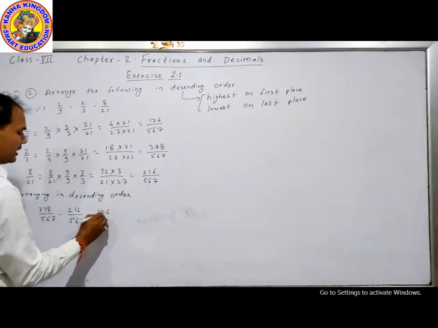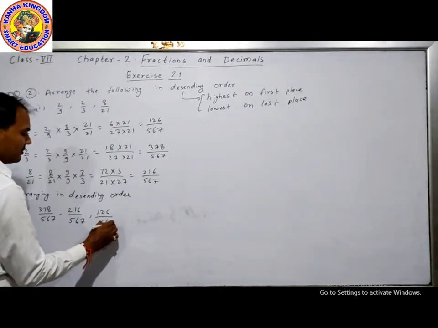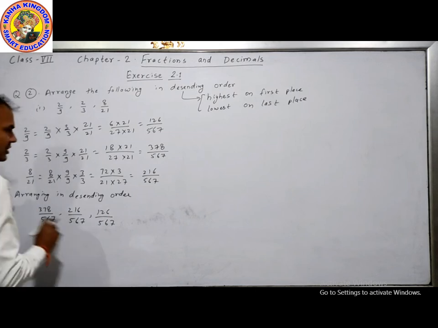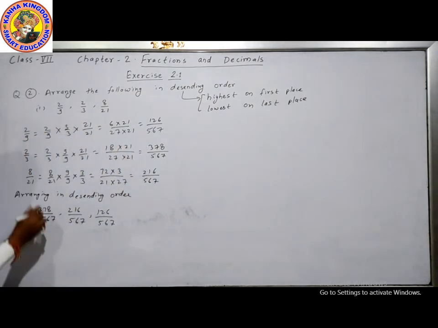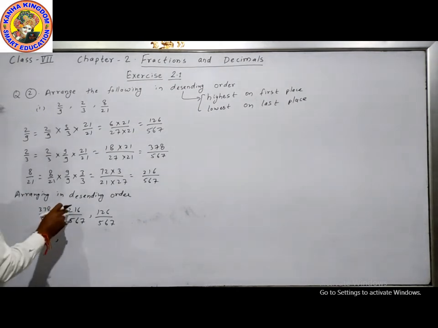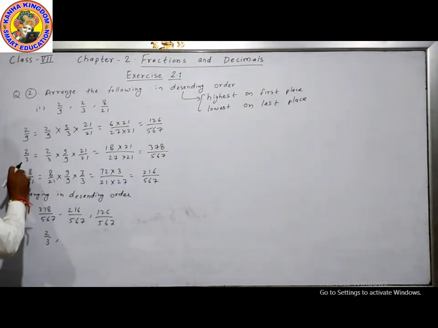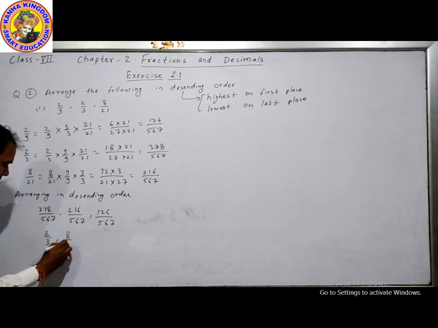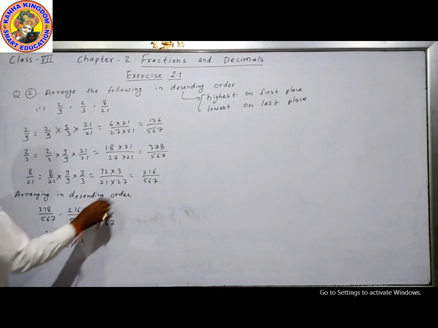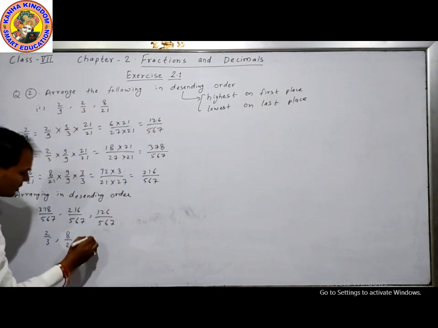These are not the original numbers. What is the original number of 378? The original number of 378 is 2 by 3. Then the original number of 216 is 8 by 21, and then 126 is 2 by 9. This is our descending order.